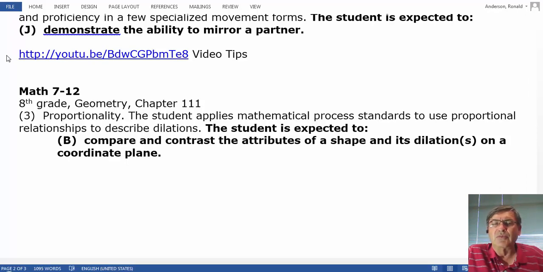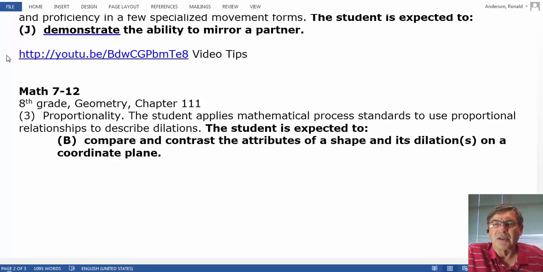Now they're supposed to compare them and contrast them. What stays the same about attributes? What are your attributes? Okay, that's pretty simple. You're math majors, you know what the attributes of a shape are. This will probably be regular shapes for 8th grade, but it has several attributes.